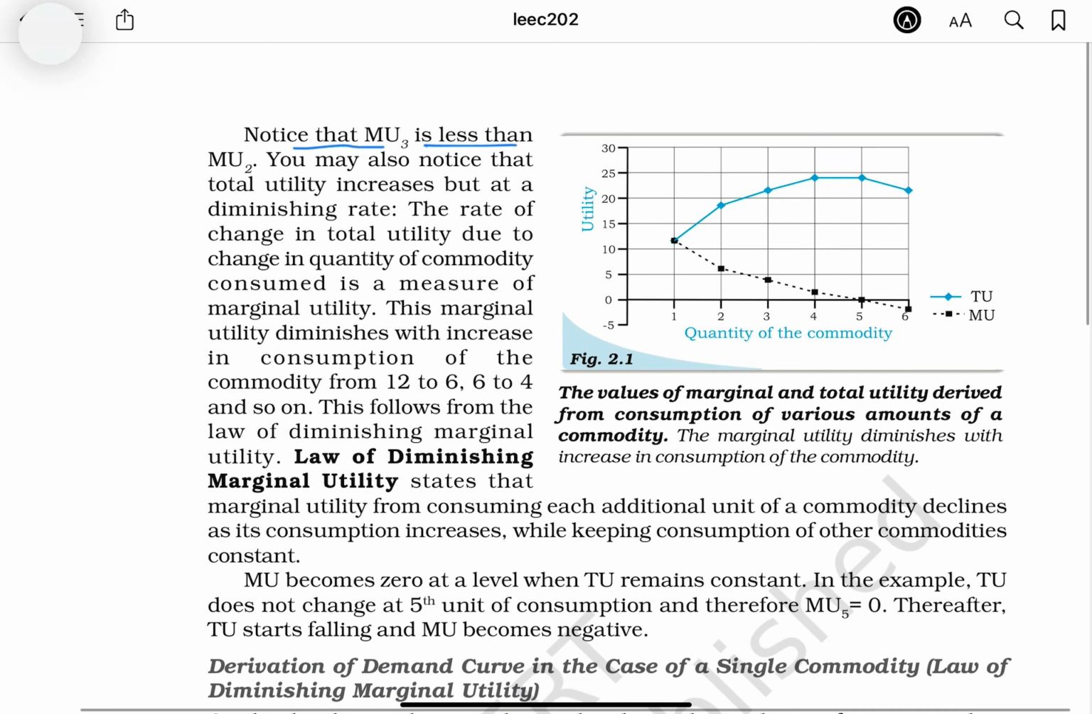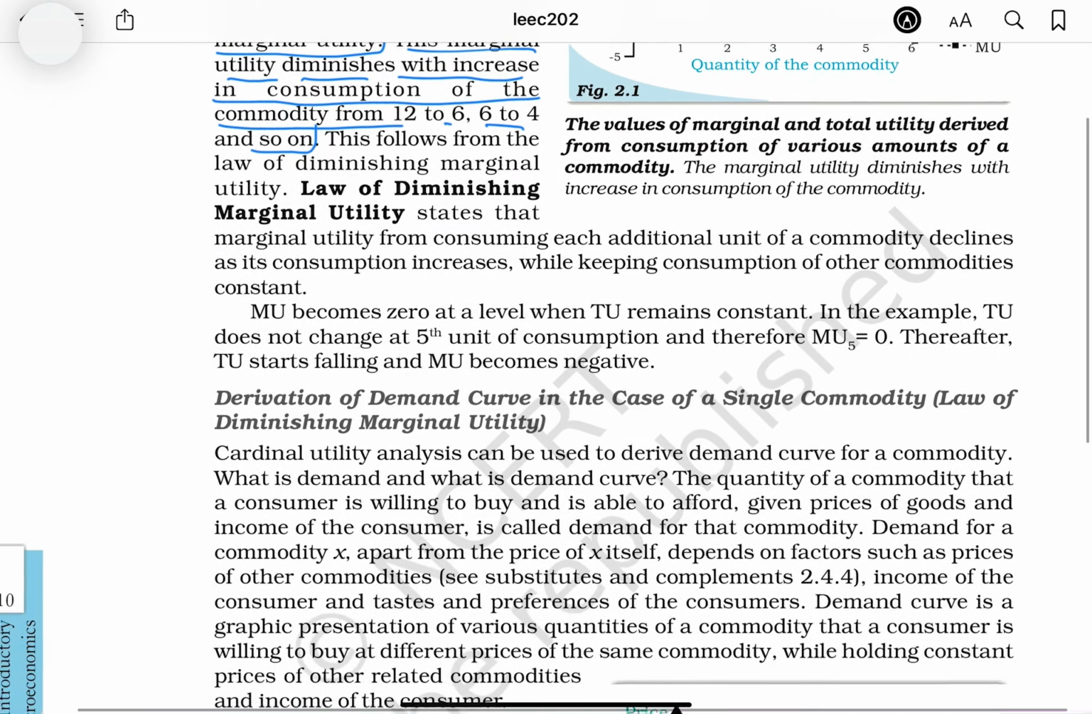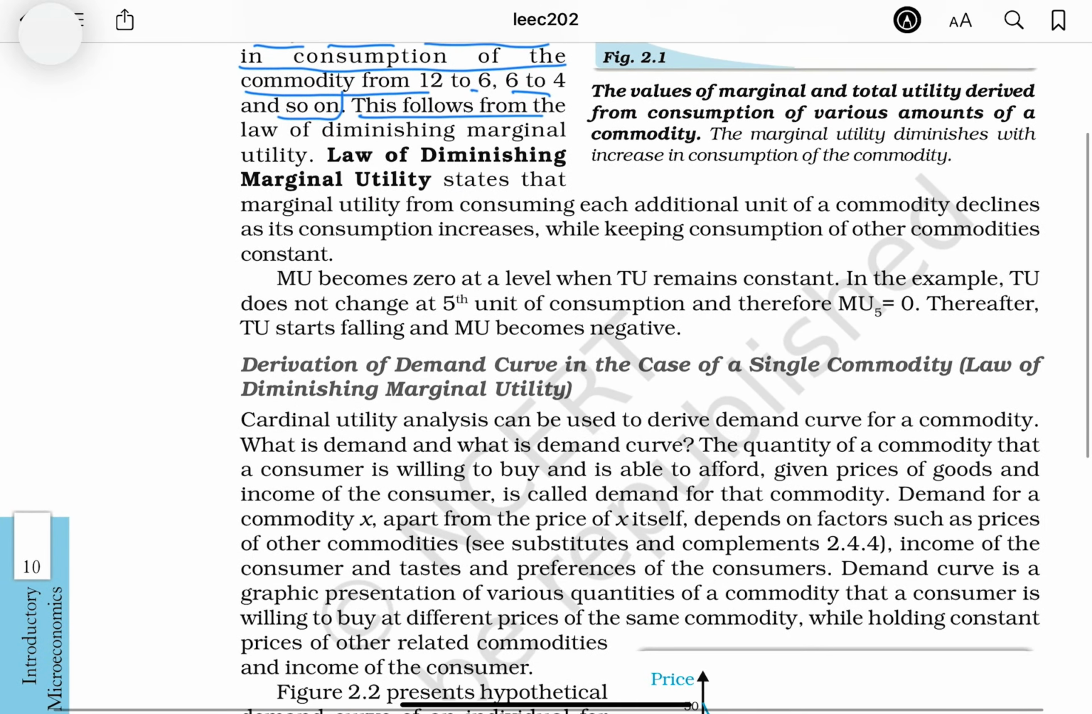Notice that MU3 is less than MU2. You may also notice that total utility increases but at a diminishing rate. The rate of change in total utility due to change in quantity of commodity consumed is a measure of marginal utility. This marginal utility diminishes with increase in consumption of the commodity from 12 to 6, 6 to 4, and so on. This follows from the law of diminishing marginal utility.